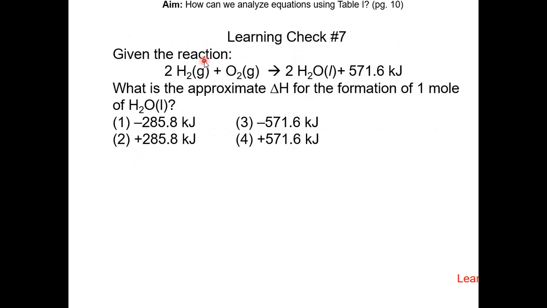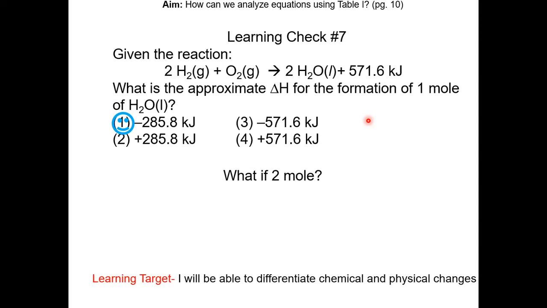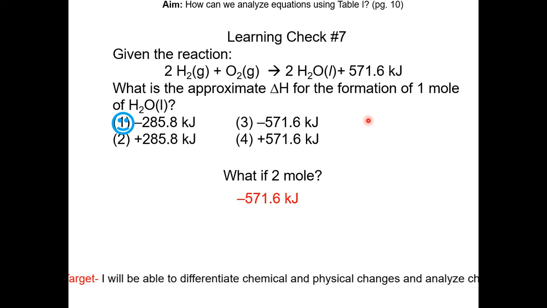Learning check number 7. Given the reaction, what is the approximate delta H of formation of 1 mole of H2O? Pause the video and resume as completed. In the equation, the formation of 2 moles of H2O releases 571.6 kilojoules. Therefore, this reaction is exothermic because the energy is written on the product side. So if you have 1 mole of water, it will be half of 571.6. And since it's exothermic, it will be negative, so the answer is choice 1. So if you have 2 moles of H2O, that will be negative 571.6 kilojoules.